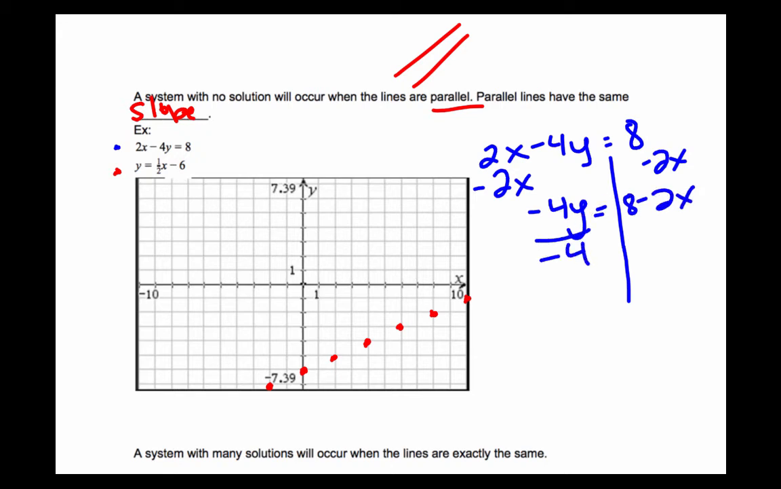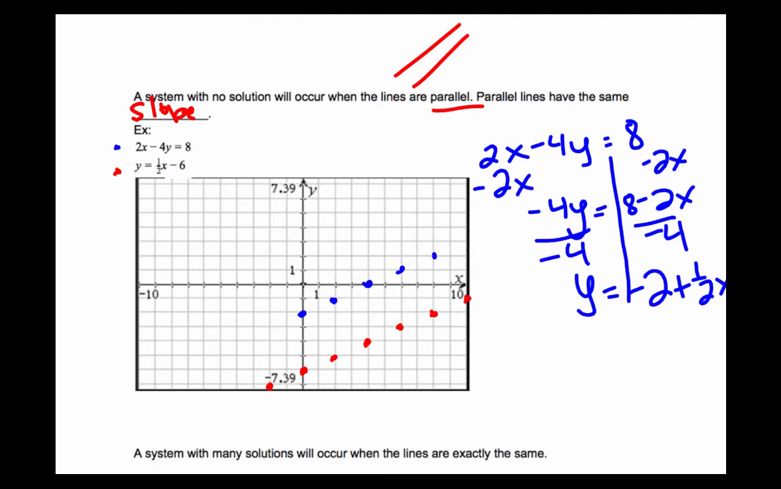Divide by -4. So y equals, what's 8 divided by -4? -2. What's -2 over -4? Well, I know it's going to be a positive. What's 2 over 4? Well, it's the same as 1/2 x. So notice what happens here. What's the slope here? 1/2. What's the slope here? 1/2. So what does this look like? Starting at -2, going up 1 over 2, up 1 over 2, just like we did with the other one.